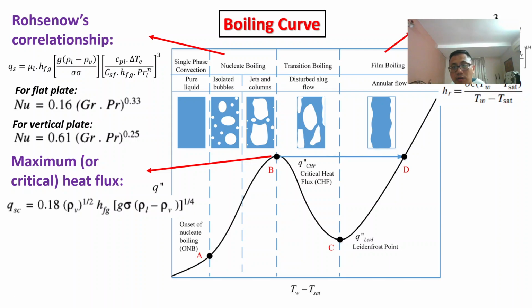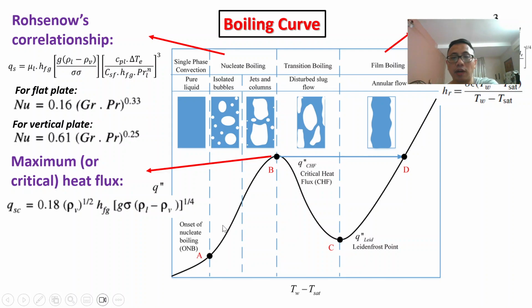and the x-axis is the temperature difference between the temperature of the heated surface and Ts, the saturated temperature, which is the boiling point. As we keep on supplying heat, the temperature change increases until point A, which is still single-phase convection, where no gas bubble is formed. As we proceed further, more heat is supplied until point B. Point B is very important. It's called the maximum heat flux point, or critical heat flux point.